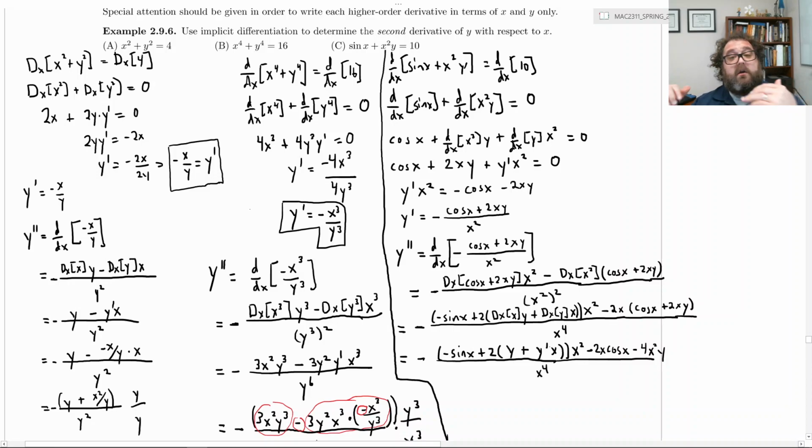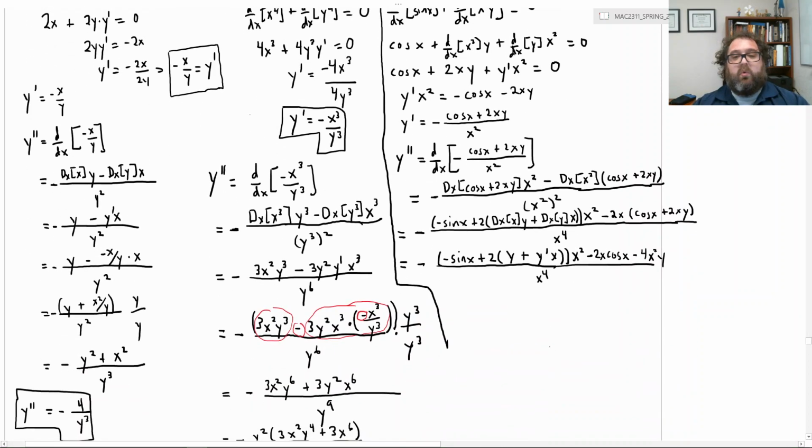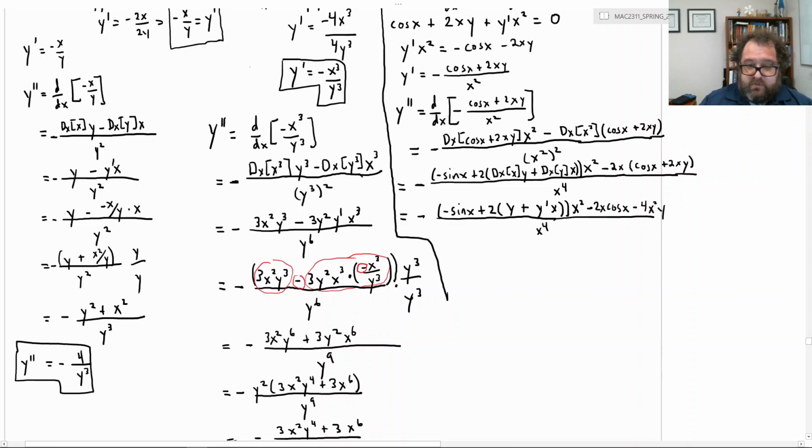Now we're to that point where we have our second derivative in terms of x's and y's, but there's a pesky y prime in there. So I need to substitute the known value for y prime so that I can have my derivative in terms of x and y only. So let's see here. Rewrite negative. The entire thing is negative.